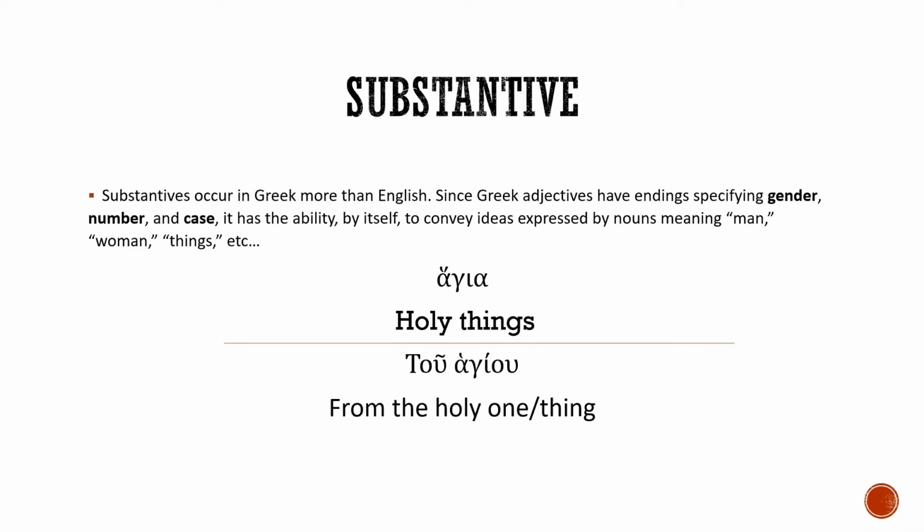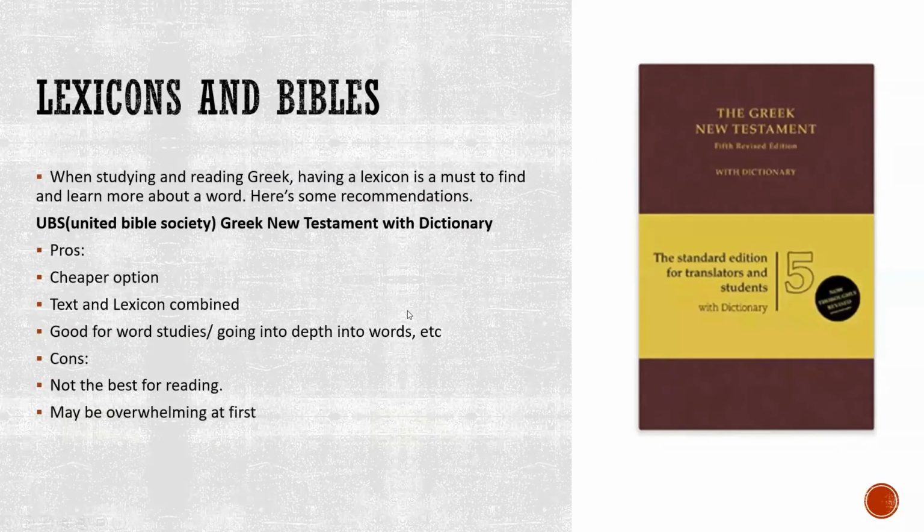And since I have extra time, I want to go through a slightly different topic, not related to Greek grammar, which is getting a lexicon or a Greek Bible to accommodate your learning in Greek. So when you're studying and reading Greek, having a lexicon along with a Greek Bible is a must to find and learn more about the texts and the individual words. And overall, here are some of my recommendations.